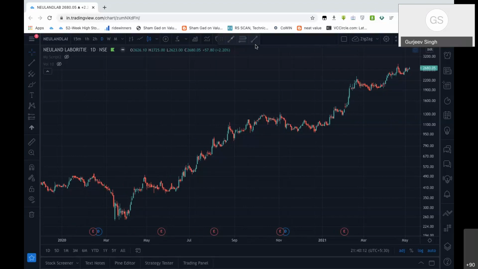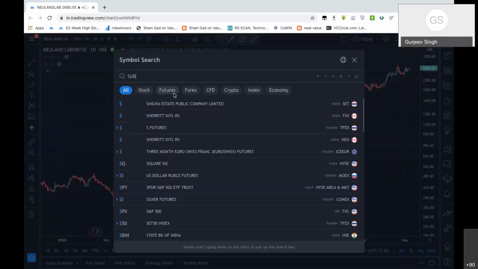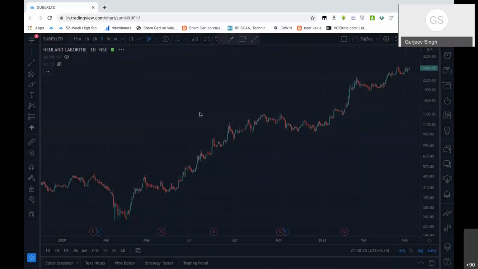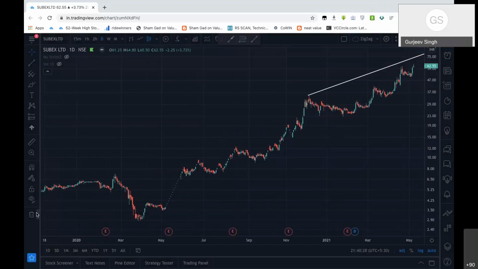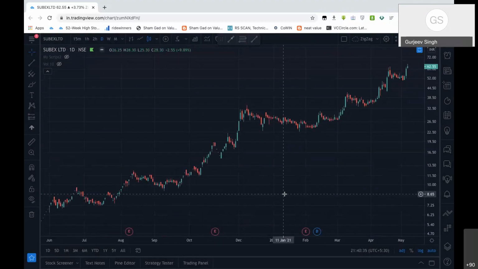This is a random chart which I have opened, and I can open any company. This is just Newland Laboratories. Last time we also worked on Subex and HFCL, which were the two choices of the participants, so this time let's take those charts only. As a recap, I'll remove all the drawings. This is a daily chart of Subex, and I have disabled all moving averages and volume. There is absolutely no indicator on this chart, and what you can see is a clear chart.